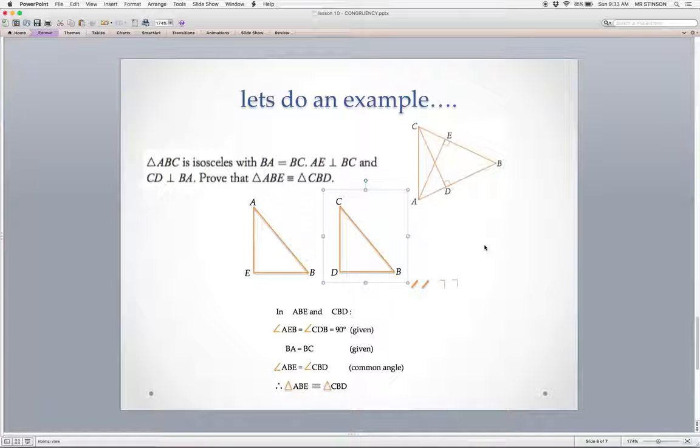Alright, so step 1 done. Step 2. You need to actually look at the information they've given you in the question about these triangles. So let's read the question carefully.